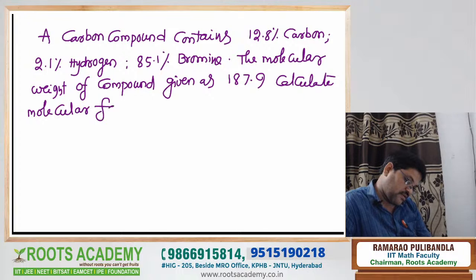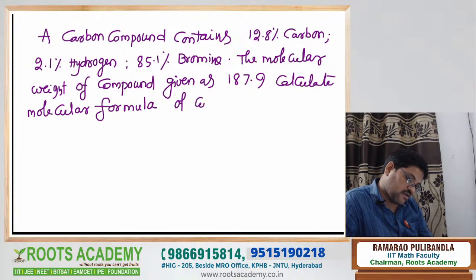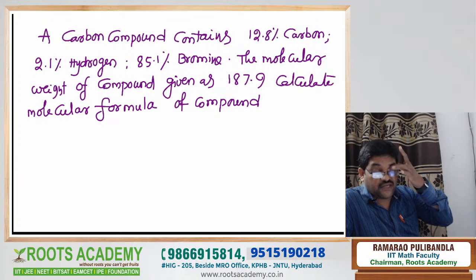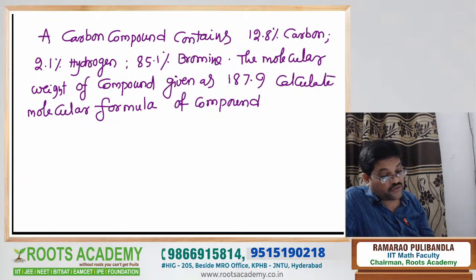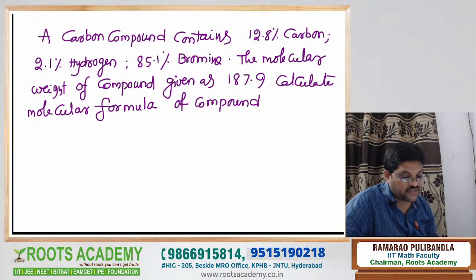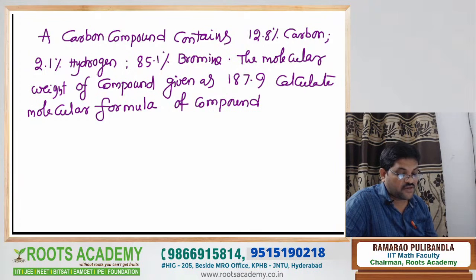Molecular formula of the compound. Simple explanation, no confusion. Repeat once again, Nana. A carbon compound contains 12.8% of carbon, 2.1% of hydrogen, 85.1% of bromine. The molecular weight of the compound is given as 187.9. So calculate the molecular formula of the compound.